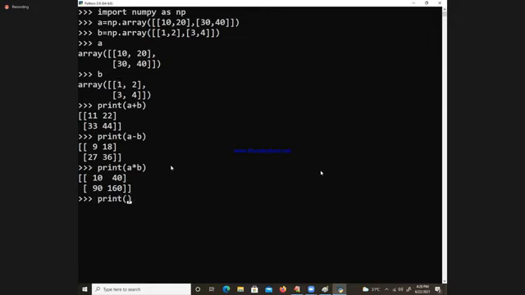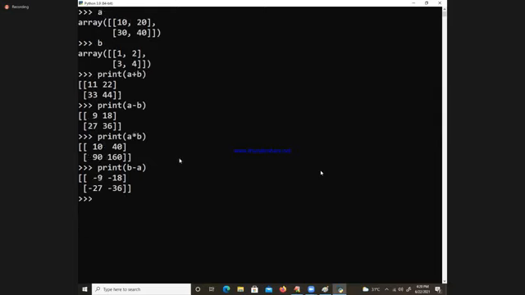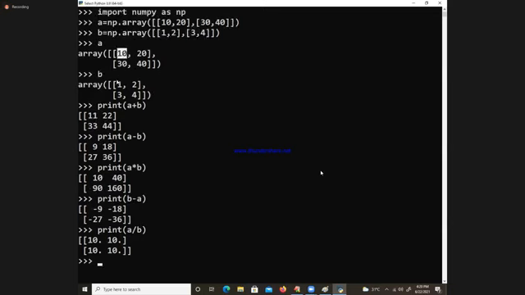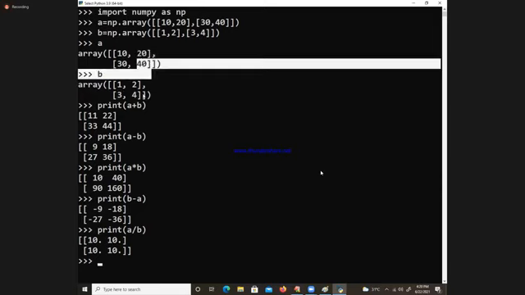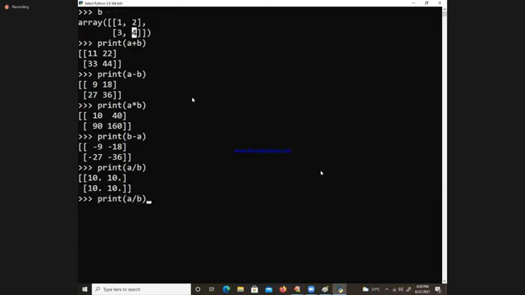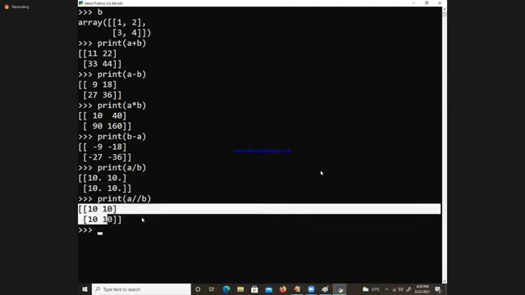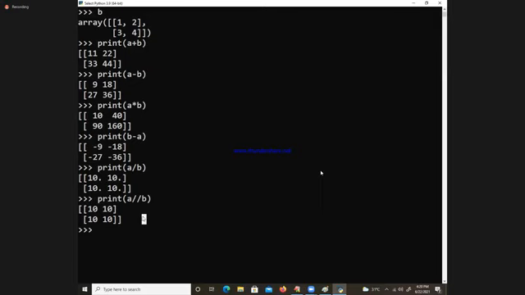One of the students is asking about B minus A. It is not a problem. You can write it happily. Negative values are coming. Satish, see your answer. Next, I will write A by B, A slash B. Each element is divided: 10 by 1, 20 by 2, 30 by 3, 40 by 4. It is not at all difficult. You will get a fractional part, floating point values, as we discussed in the beginning days.